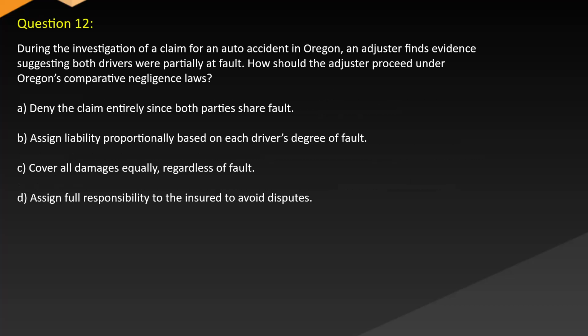Question 12. During the investigation of a claim for an auto accident in Oregon, an adjuster finds evidence suggesting both drivers were partially at fault. How should the adjuster proceed under Oregon's comparative negligence laws? A. Deny the claim entirely since both parties share fault. B. Assign liability proportionally based on each driver's degree of fault. C. Cover all damages equally, regardless of fault. D. Assign full responsibility to the insured to avoid disputes.